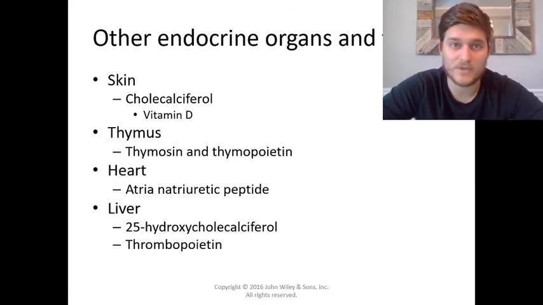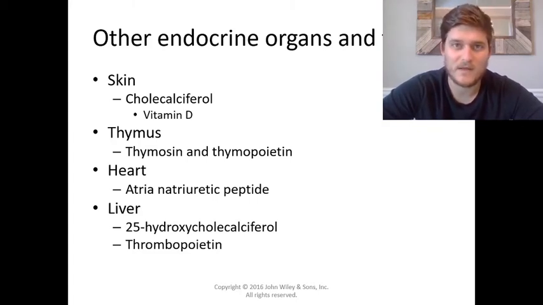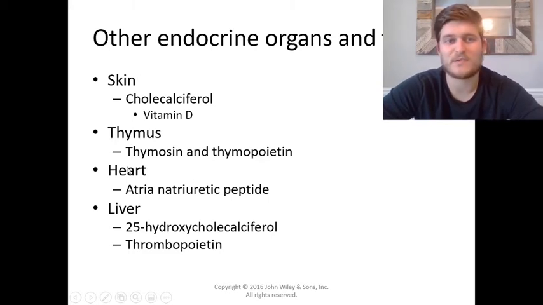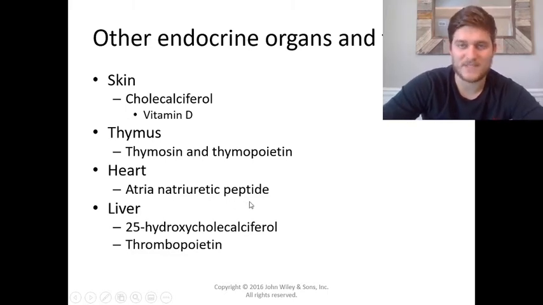I just want to make quick mention of other tissues that will produce hormones. The skin will use the rays of sunlight to make cholecalciferol, or vitamin D. We know that vitamin D is important for immune function, and so the skin is able to convert that sunlight into vitamin D. The thymus plays a huge role in our immune response, and we'll talk more about that in future lectures. The heart can produce something called natriuretic peptide, which actually decreases blood pressure. More to talk about that in the cardiovascular system.